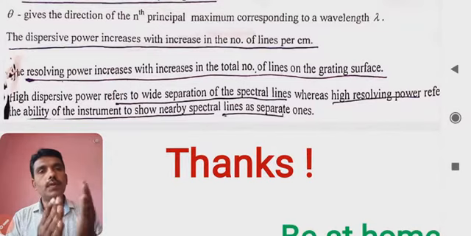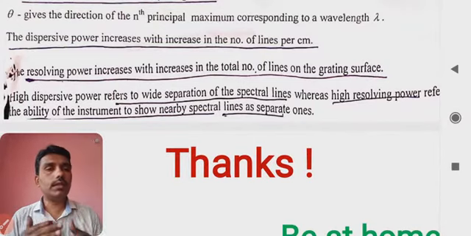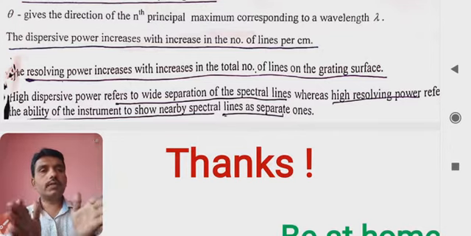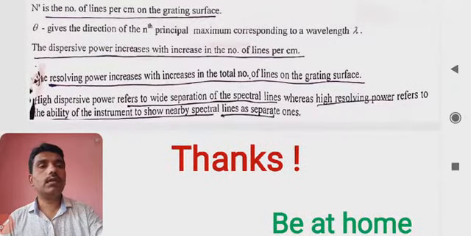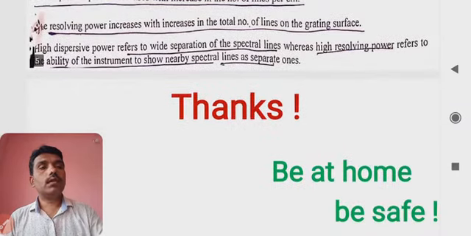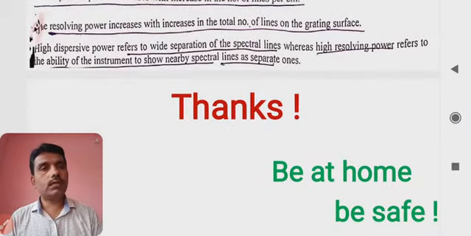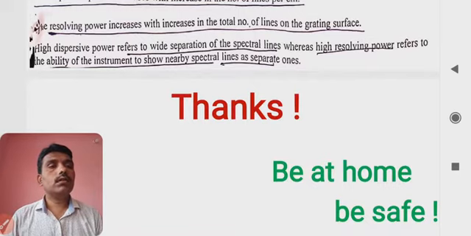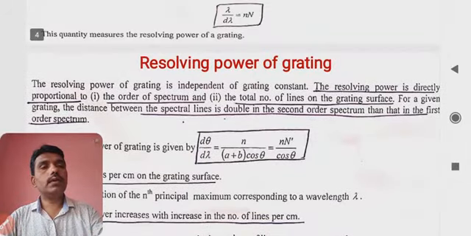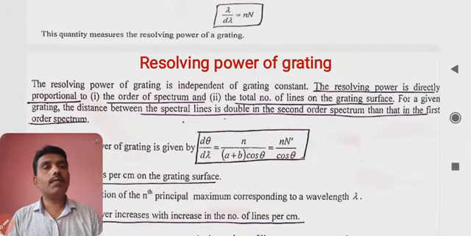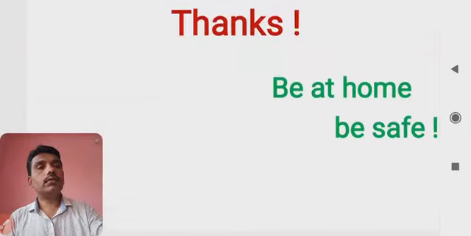To the extent the number of lines is higher, the dispersive power also increases. No doubt, the spectrum is going to be according to that. High dispersive power refers to the wide separation of the spectral lines, whereas high resolving power refers to the ability of the instrument to show nearby spectral lines as separate ones. So these are the conditions to get the resolving power, that is lambda by d lambda.